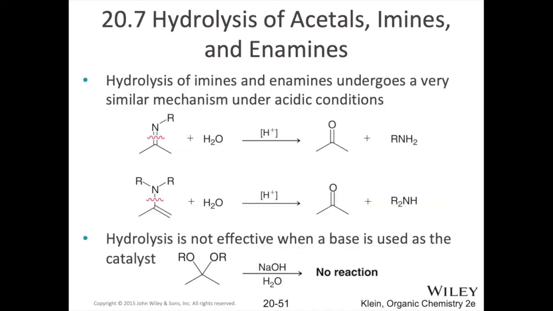So likewise, we've seen that we can take carbonyls, and instead of converting them into acetals, we can convert them into imines and enamines using either a primary or secondary amine. So it makes sense that we can do the reverse process and hydrolyze them, again under acidic conditions, to return back to a carbonyl and the corresponding primary or secondary amine.